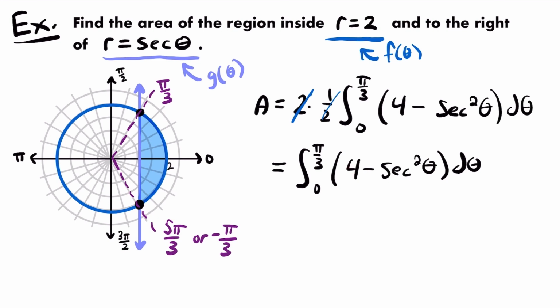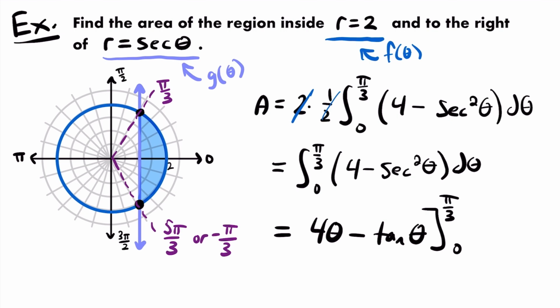So the integral of 4 will be 4 times theta. And then the integral of secant squared theta is also pretty simple. That's just one of our basic trig rules for integration. The integral of secant squared theta is tangent theta. So if we integrate 4 and secant squared theta, here's what that will be equal to. We will have 4 times theta minus tangent theta evaluated from 0 to pi divided by 3.